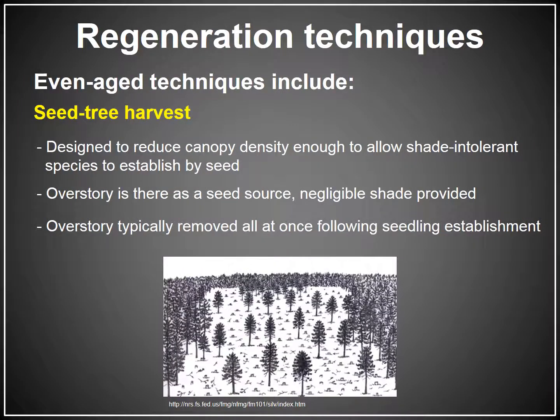Seed tree harvests are designed to promote the establishment of shade-intolerant species as well. In this instance, the scattered overstory of trees is left behind as a seed source. This is a common technique to naturally regenerate species with light seed and wind-dispersed seed, like loblolly pine or shortleaf pine. The initial harvest opens the stand up, leaving behind the seed trees on the order of 8 to 12 per acre, and so this is a negligible amount of shade. There's not enough shade left to affect what's growing next. Those trees are just left there as a seed source. Following seedling establishment, those seed trees are often cut to leave the newly regenerated stand free to grow.